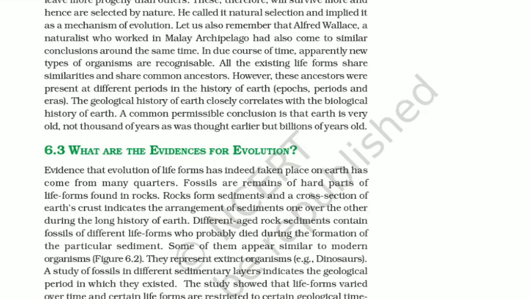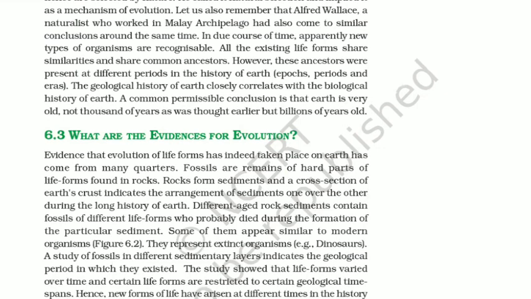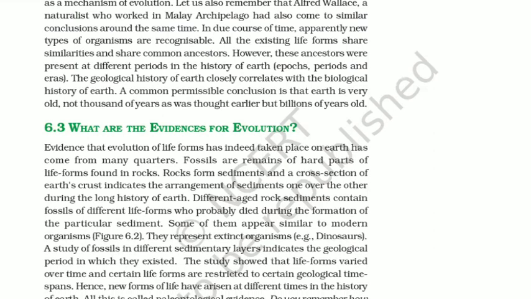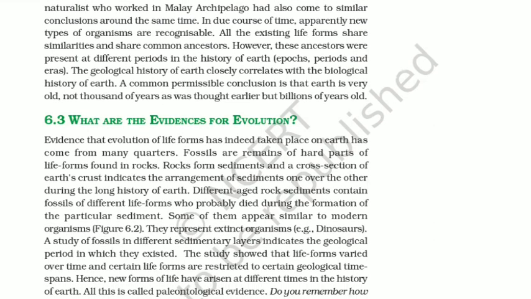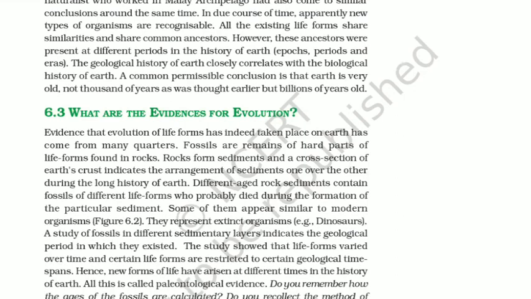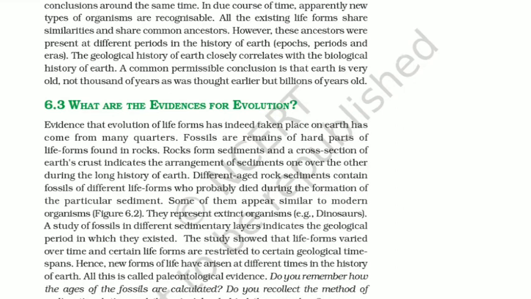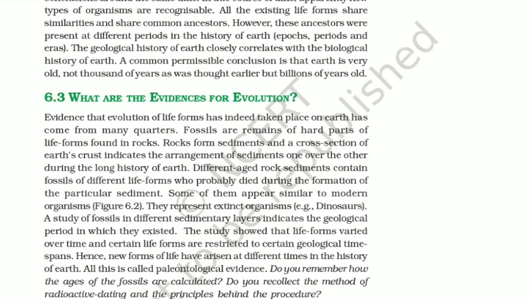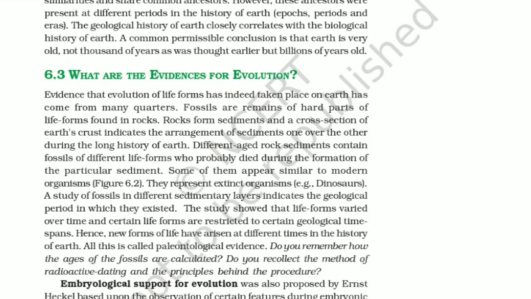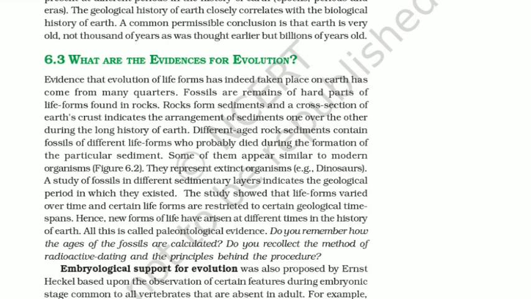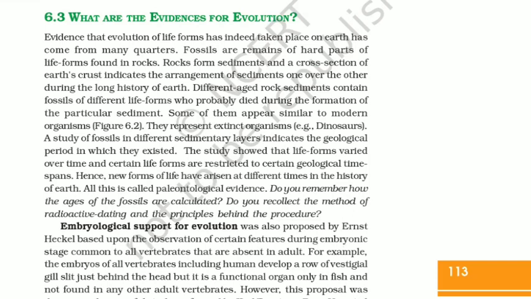Let us also remember that Alfred Wallace, a naturalist who worked in the Malay archipelago, had also come to similar conclusions around the same time. In due course of time, apparently new types of organisms are recognizable. All the existing life forms share similarities and share common ancestors. However, these ancestors were present at different periods in the history of Earth. The geological history of Earth closely correlates with the biological history of Earth. A common permissible conclusion is that Earth is very old, not thousands of years, as was thought earlier, but billions of years old. 6.3 What are the evidences for evolution?